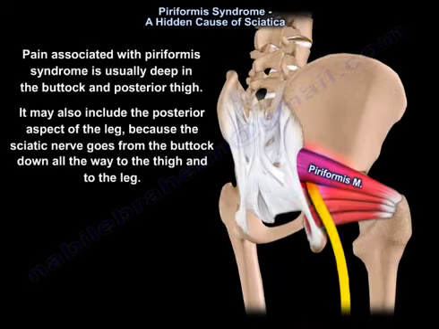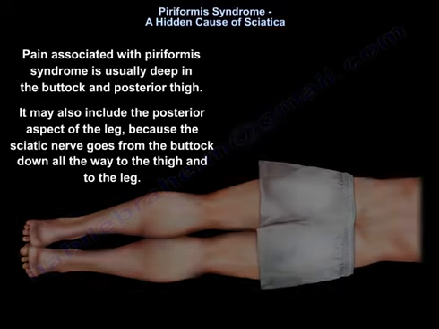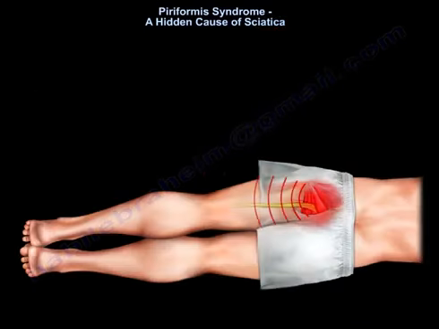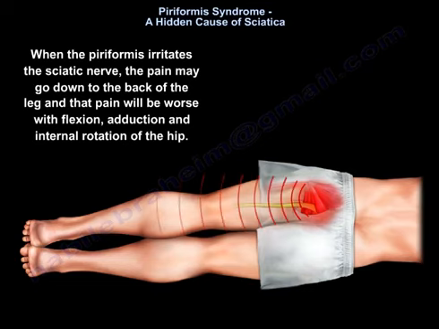The pain associated with piriformis syndrome is usually deep in the buttock and posterior thigh. It may also include the posterior aspect of the leg because the sciatic nerve goes from the buttock down all the way to the thigh and to the leg. So when the piriformis irritates the sciatic nerve, the pain may go down to the back of the leg. And that pain will be worse with flexion, adduction, and internal rotation of the hip.